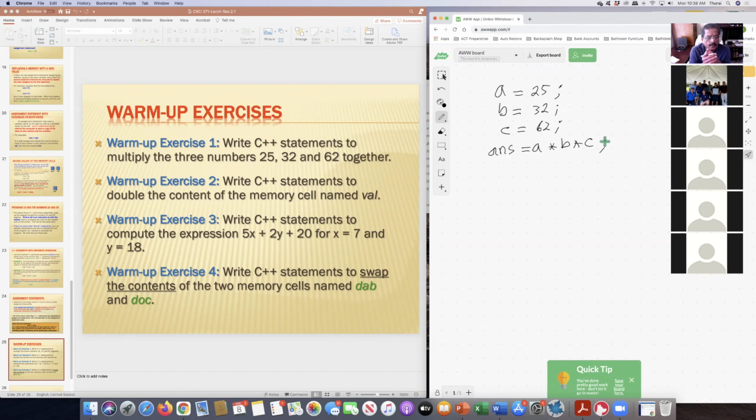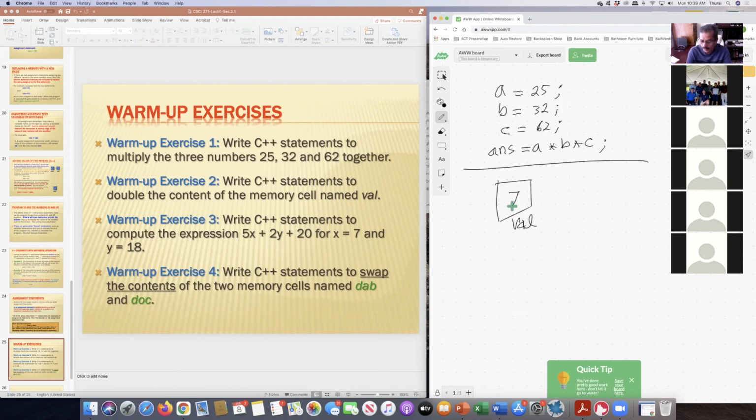Warm-up exercise 2 says write a C++ statement to double the content of the memory cell named val. Indirectly it means val has a number already and we don't know what it is. Here's the memory cell called val and there is some number. Let's say I have a 7. The statement you write will have to replace this with 14. But you don't know what value there is. 7 is just an example. Whatever the value there is, your statement will have to replace it with double the original value. I hope you understand the problem.